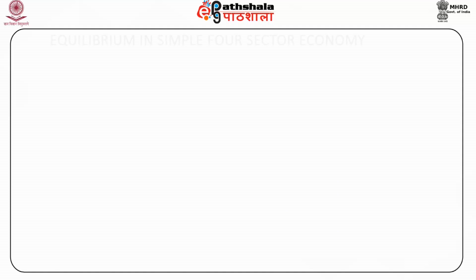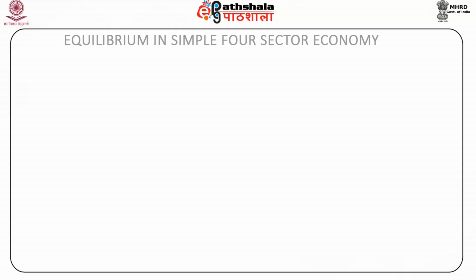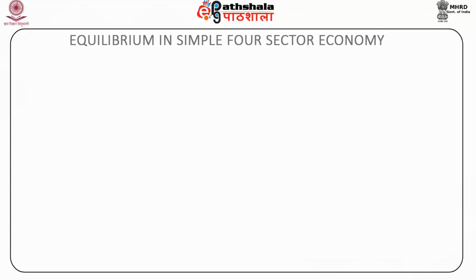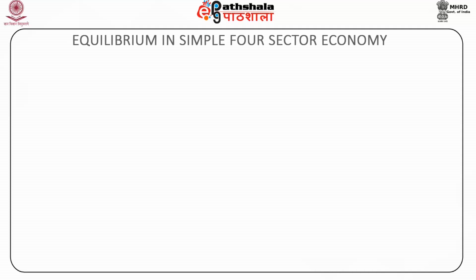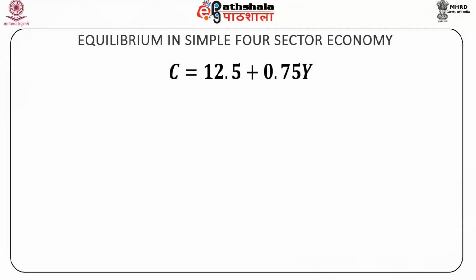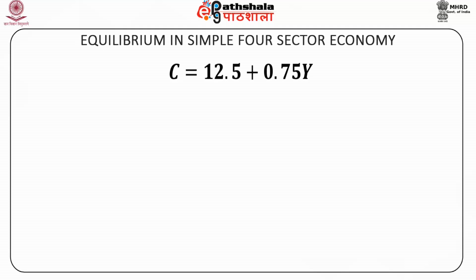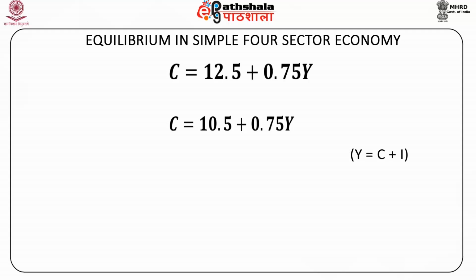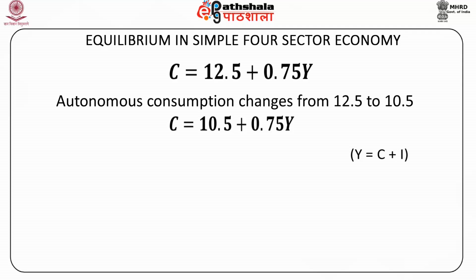Let us understand this with an example. Start with the consumption function C = 12.5 + 0.75Y. Now, the autonomous consumption changes from 12.5 to 10.5. The new consumption function becomes C = 10.5 + 0.75Y. Investment is 120. The new equilibrium will be at the point where Y = C + I. That is, Y = 10.5 + 0.75Y + 120. By solving this equation, we get Y = 522.